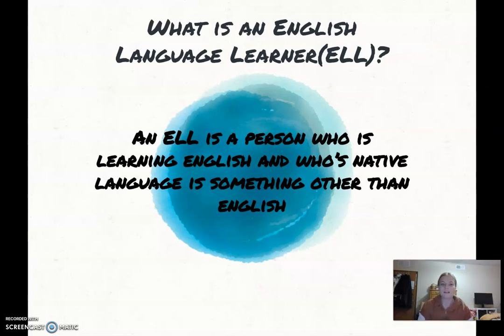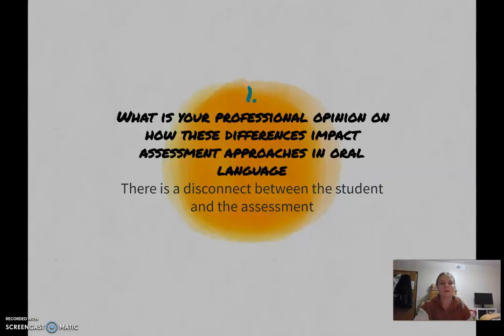A lot of times this can show some difficulties in the classroom. It may cause a couple of issues or different disadvantages for the child. So this assignment is all about how we as teachers and educators can help a student and determine whether or not they need some extra help.